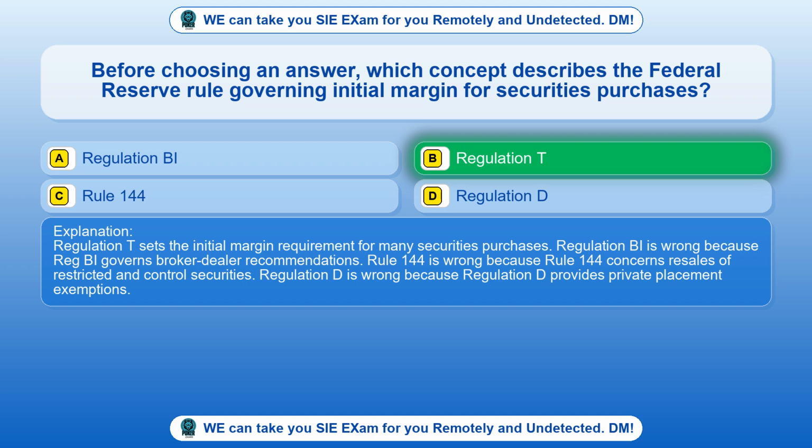Regulation BI is wrong because Reg BI governs broker-dealer recommendations. Rule 144 is wrong because Rule 144 concerns resales of restricted and control securities. Regulation D is wrong because Regulation D provides private placement exemptions.